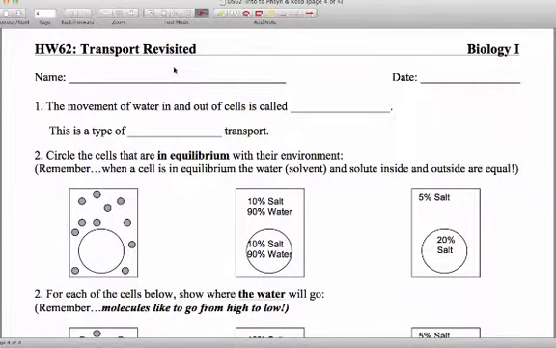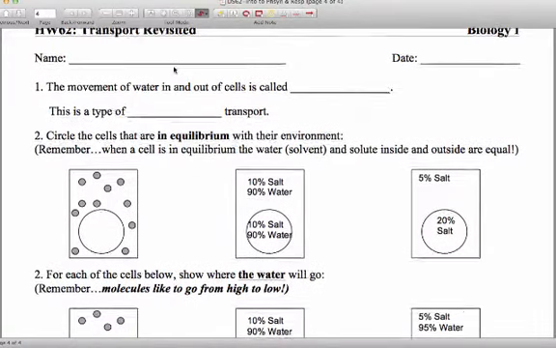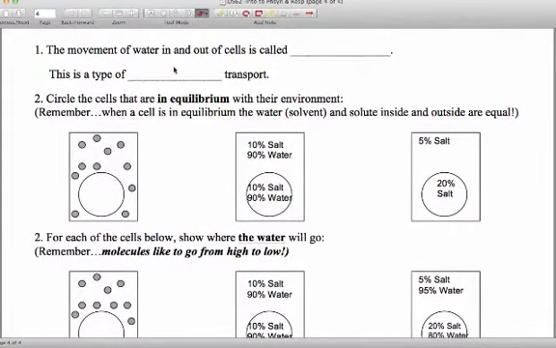We're going to focus on transport for this homework because you're going to see it again on your Term 2 assessment. So let's go ahead and dive in. For question number 1, it says, the movement of water into and out of a cell is called blank. The key word here is water. Anytime we see water moving, we always want to think of the term osmosis.